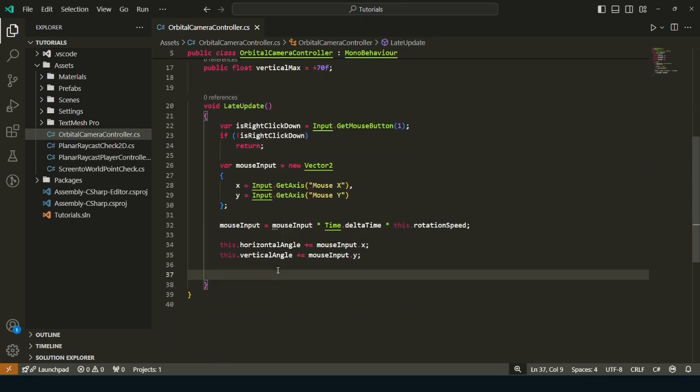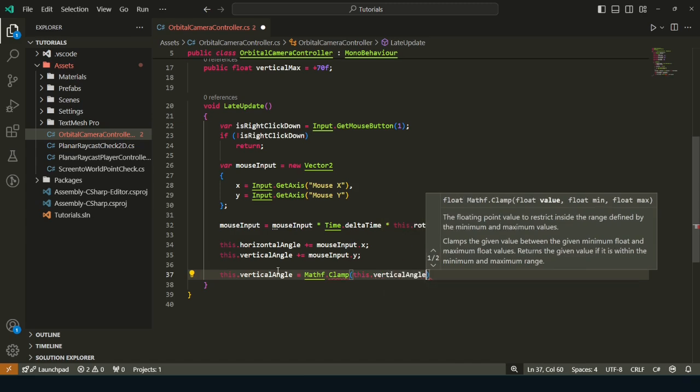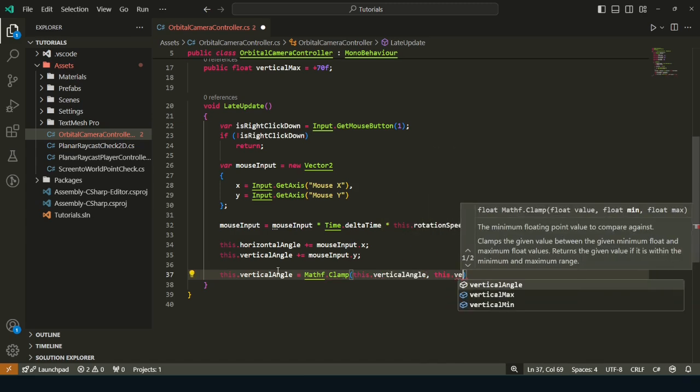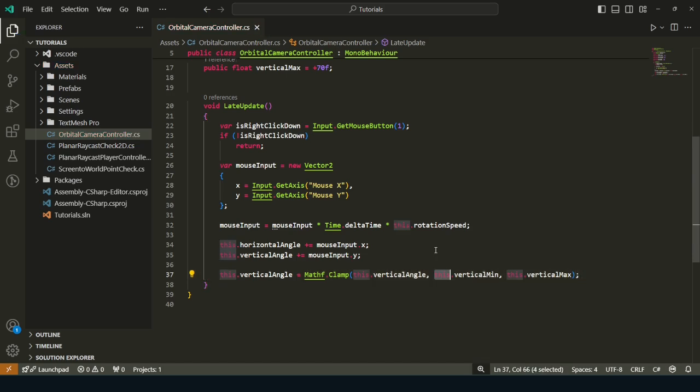So let's go ahead and clamp this then. Vertical angle equals Mathf.Clamp angle, vertical min, and vertical max. If you're not a this enjoyer, you don't have to type these. I habitually type these so that I am confident I know where this is coming from. If nothing is in front of it, I assume it's either local or static in some very well understood context.